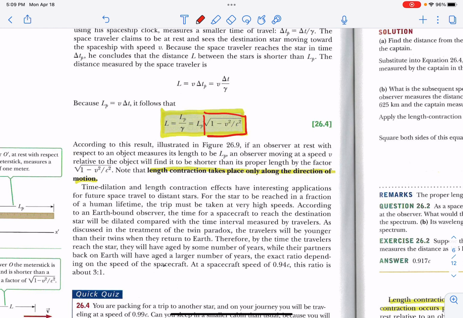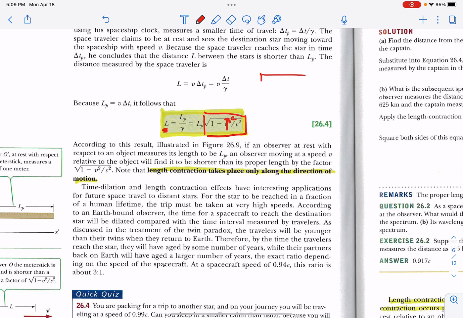But this time you can see that as the speed begins to approach c, v squared over c squared becomes 1, 1 minus 1 becomes 0, and the apparent length begins to approach 0. It begins to contract. It begins to get smaller and smaller.